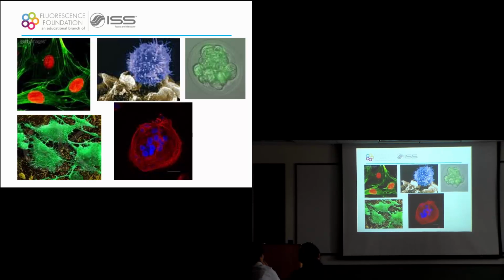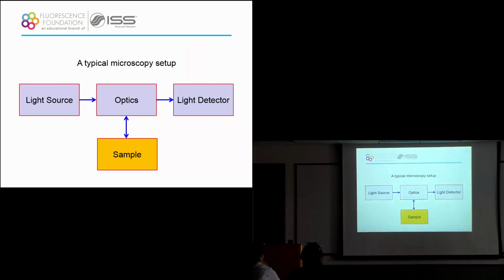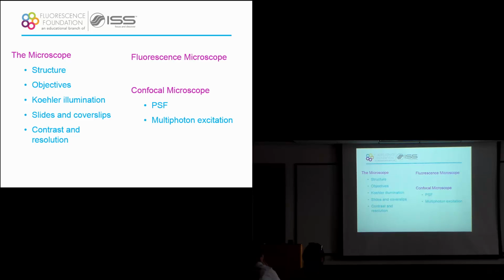Very nice and sharp images. Now, how do we get there? So a typical microscopy setup is fairly simple. There is a light source, optics, light detectors, and then there is your sample. So in the following, we will focus a little bit on the optics, just to go over some of the concepts that some of you who are working in microscopy are already familiar with.